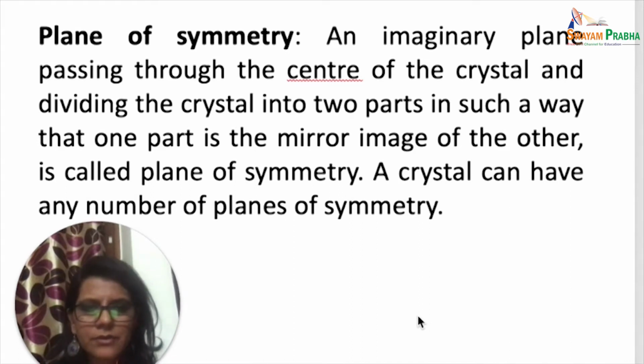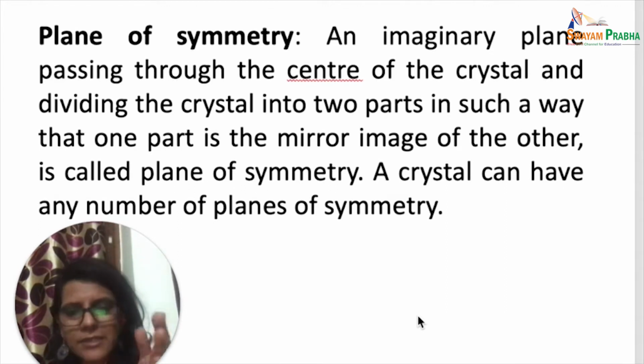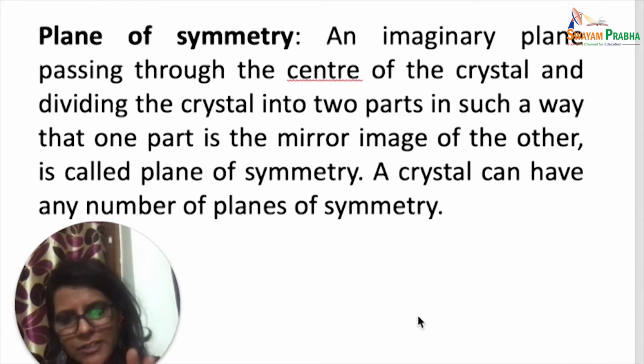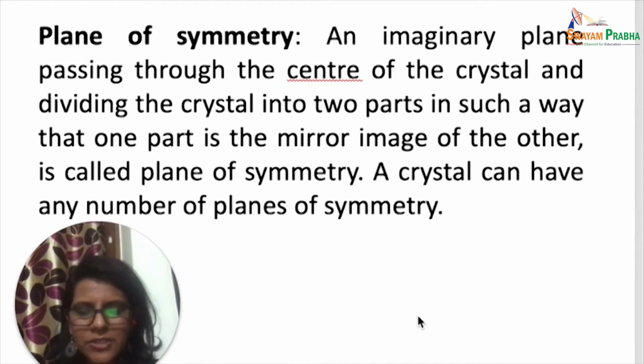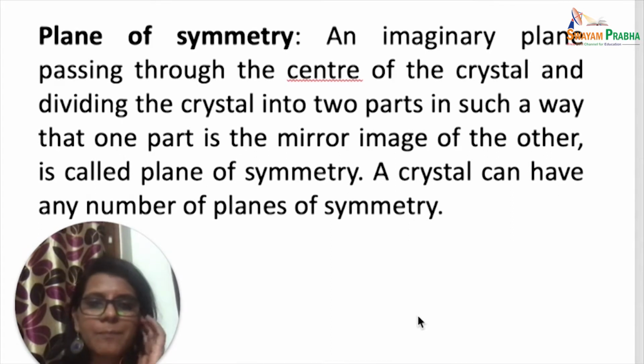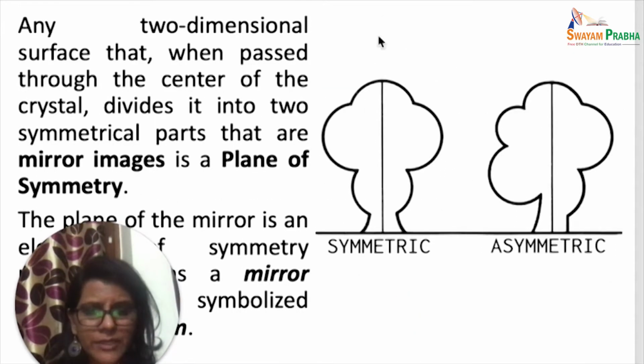So this is what is called a plane of symmetry, and a crystal can have a number of planes of symmetry. So remember, what is a plane of symmetry? It's a plane. Just imagine a paper placed in the crystal in such a way that the crystal gets divided into two equal halves which are mirror images of each other, then it's called a plane of symmetry. Now just look at this structure.